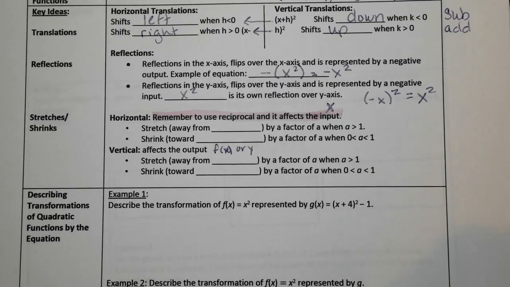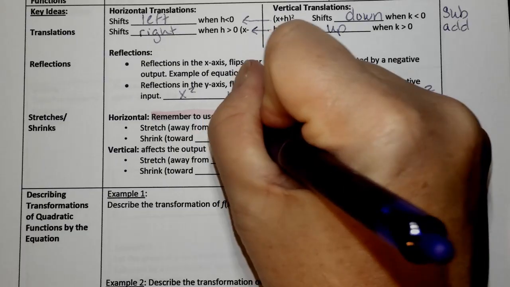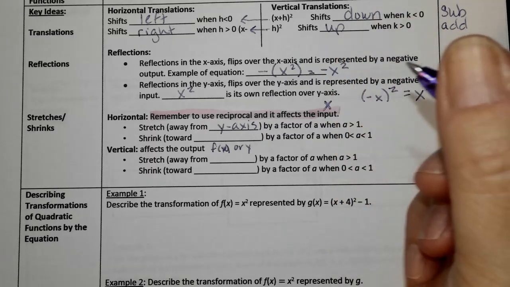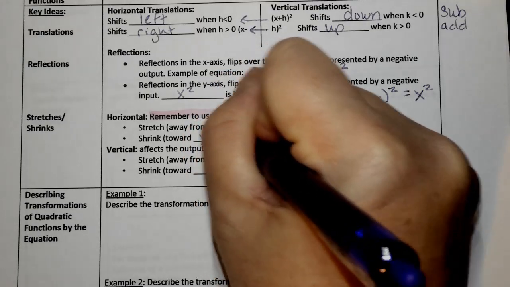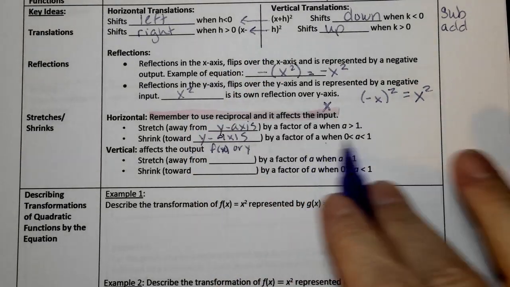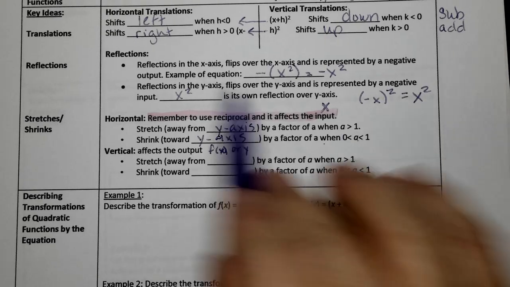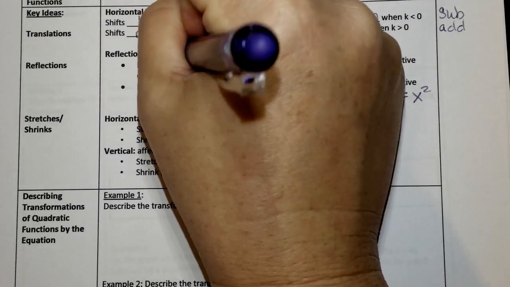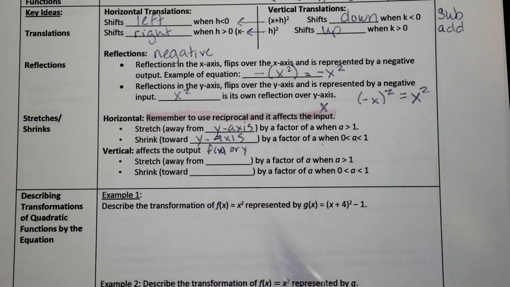All right, so it stretches away from the y-axis by a factor when a is greater than 1. It shrinks toward the y-axis by a factor when a is between 0 and 1. Because remember, we're not talking about less than 1, because if it's negative, you're dealing with a reflection. All right, so if you need to, because some of us are still forgetting that reflections involve negatives. Anytime you got a negative, you're going right back to reflections.